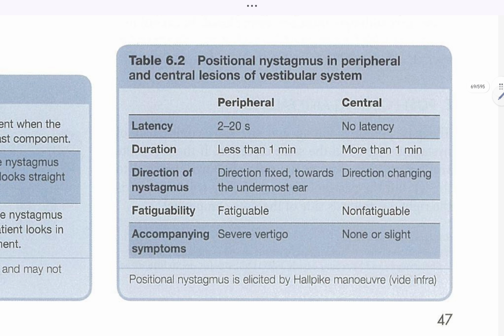Table 6.2, Positional nystagmus in peripheral and central lesions of vestibular system. Peripheral, central. Latency, peripheral 2 to 20 seconds, central no latency. Duration, peripheral less than 1 minute, central more than 1 minute. Direction of nystagmus in peripheral, direction fixed towards the undermost ear. Direction of nystagmus in central, direction changing.